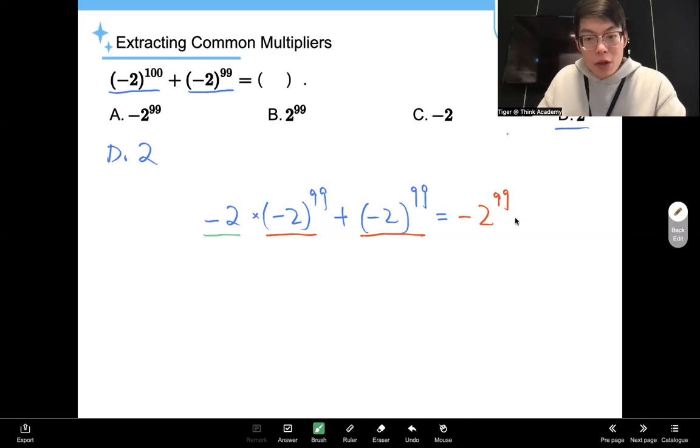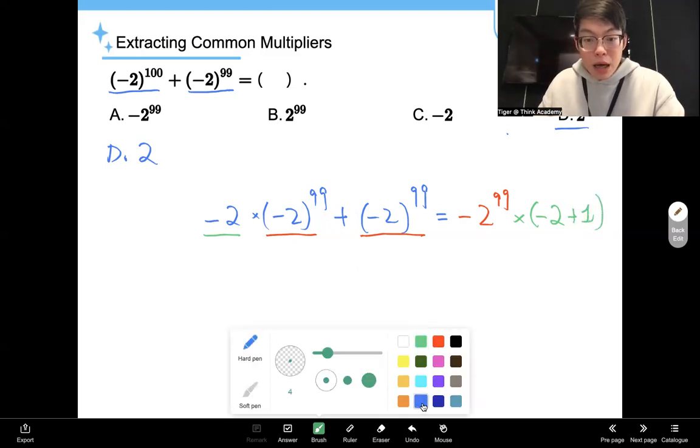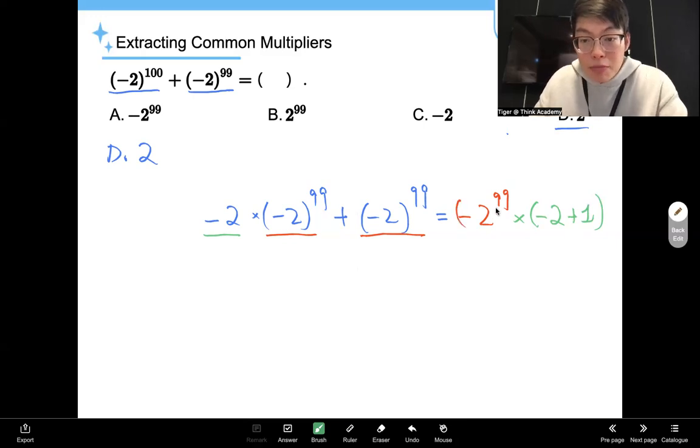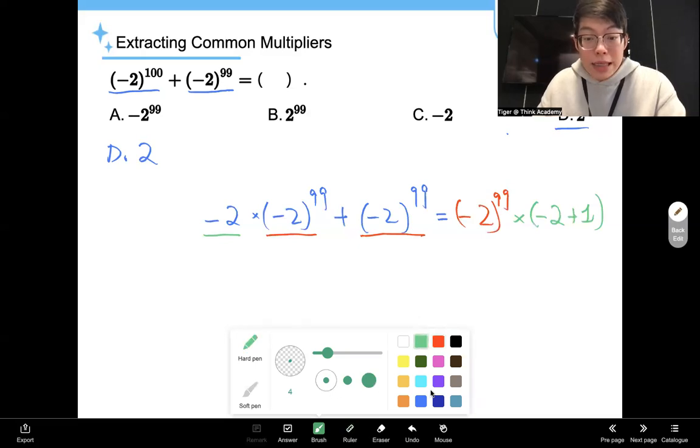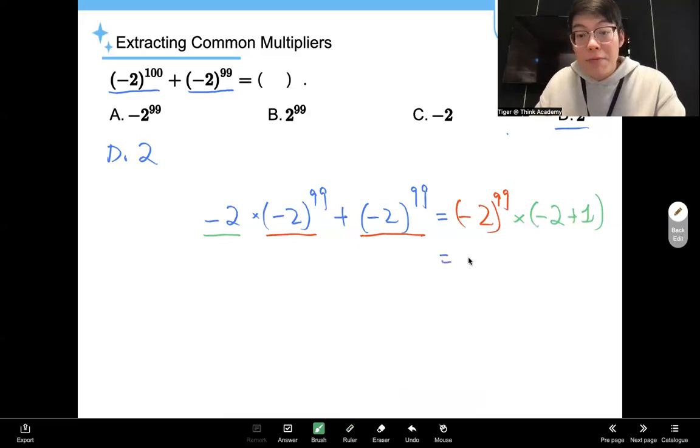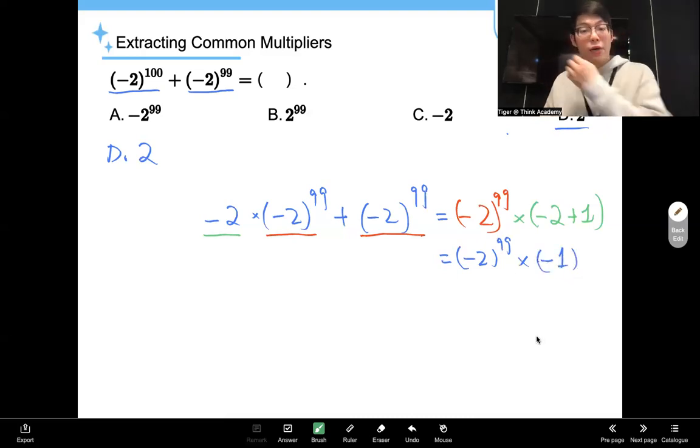So first of all, I have got the -2, right? And what about the other one? Well, if there's no coefficient there, it means that it is multiplied by 1, because anything multiplied by 1 is itself, right? So we have adding 1 right there. It means that I am doing, all right, I need to put the brackets around just to make it precise. And well, so the next step is to simplify it. We have -2 to the power 99 multiplying -1.